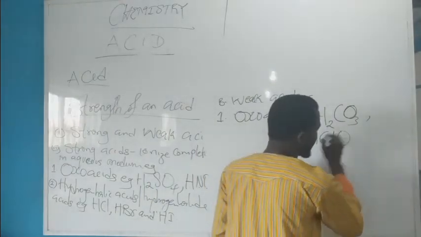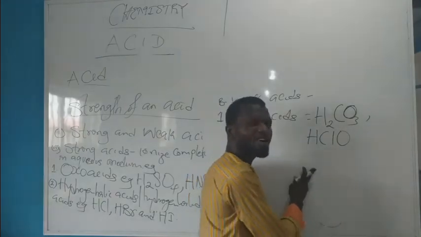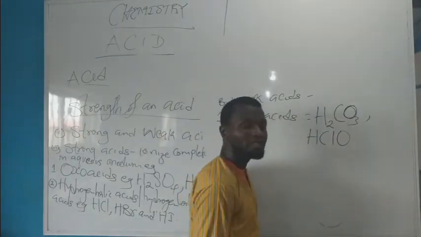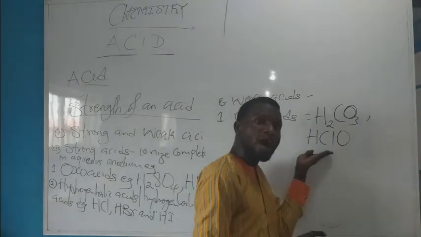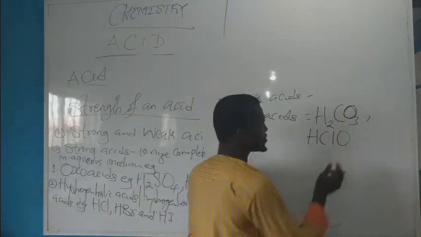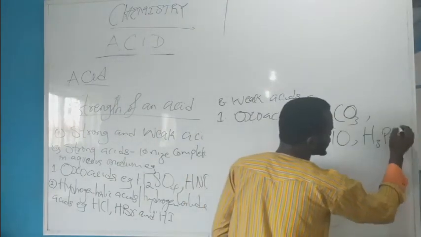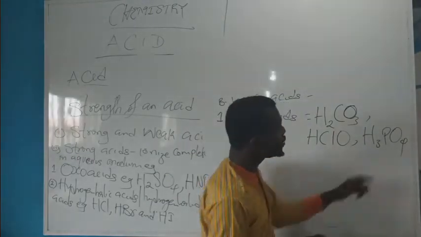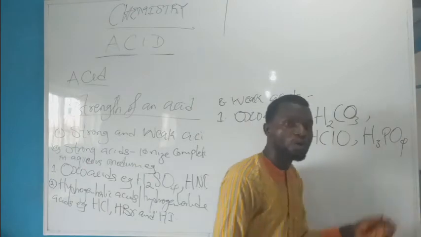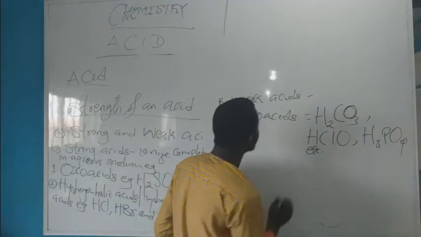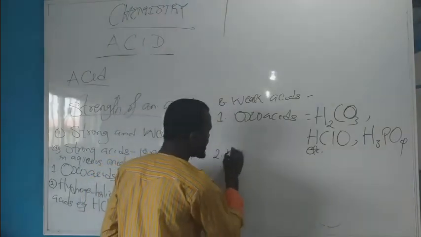Then, hypochlorous acid or oxochlorate 1 acid, HClO. The difference here is 1, 1. Of course, there is no difference. That means this is a typical example of a weak acid. Then, other example, phosphoric acid, H3PO what? H3PO4. Look at it, this is 4, this is 3. The difference here is 1. Therefore, it is a what? A weak acid, etc.